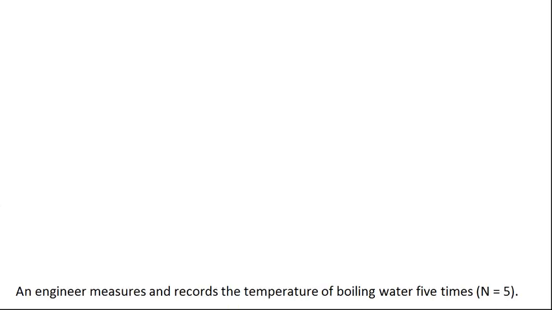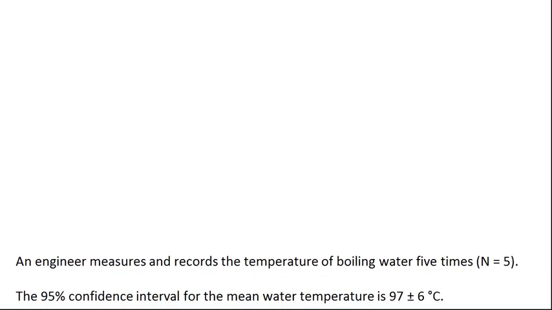So for example, here we have an engineer that measures and records the temperature of boiling water, and he or she collects 5 different temperature measurements. And these 5 measurements constitute one sample. Don't confuse the number of measurements with the number of samples collected. So we collect those data, and you had 5 of them. The engineer reports, well, the 95% confidence interval for the mean water temperature is 97 plus or minus 6 degrees C. What does this plus or minus 6 degrees C mean?